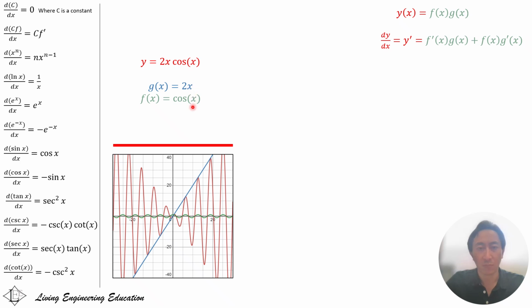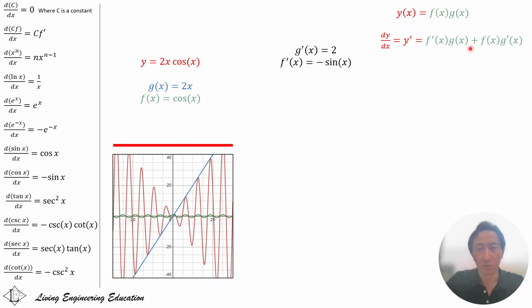Okay, so again, focusing on the product rule here, we could take the derivative of each of these, 2x and cosine x. And derivative of 2x is just 2, right? We know that from the polynomial rule and the constant multiplication, right? So it's 2 times derivative of x, which is just 1. And then derivative of cosine x is just negative sine x, right?